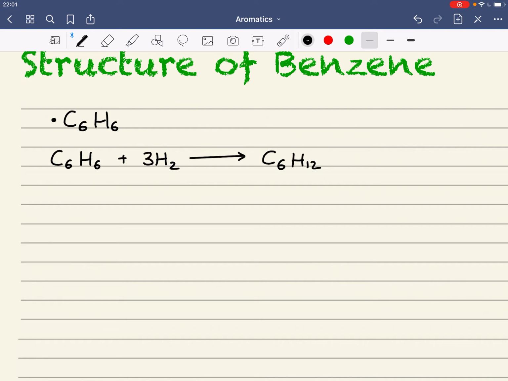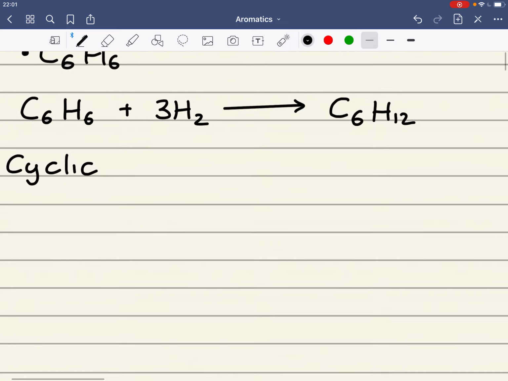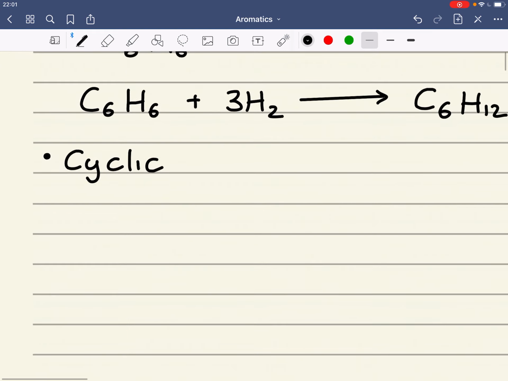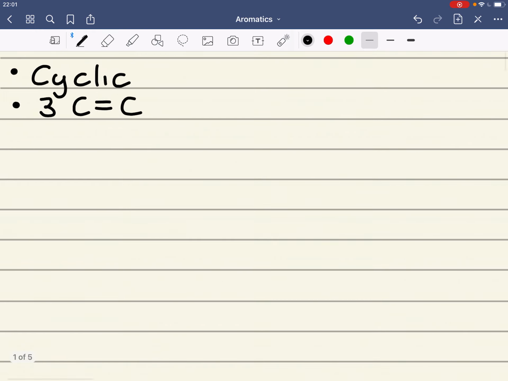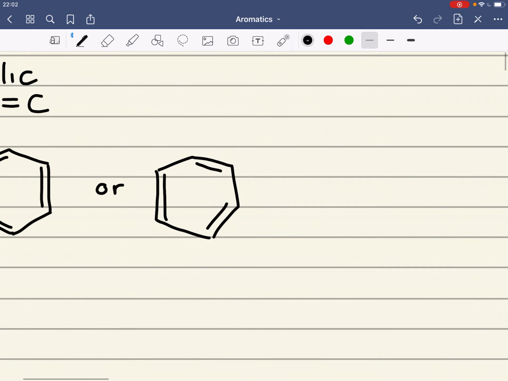From this reaction, you can deduce that benzene must firstly be a cyclic compound, because it produces an alkane with the formula CnH2n, therefore it must be cyclic. And because it required 3 moles of hydrogen to react to produce this cyclohexane, they also deduced that it must contain 3 carbon-carbon double bonds. That then gave rise to the following structure being put forward: a cyclic molecule with the formula C6H6 with 3 double bonds. This structure was developed by a scientist called Kekulé and is called the Kekulé structure.